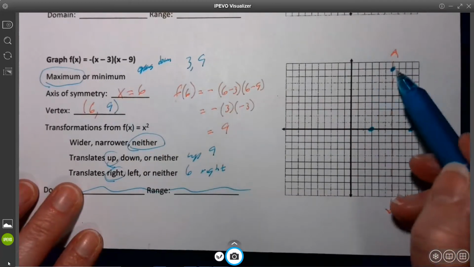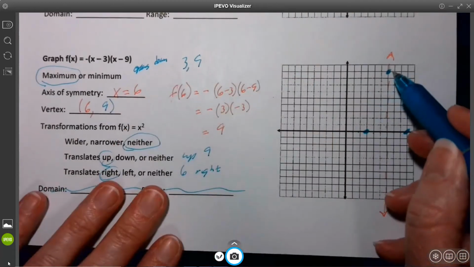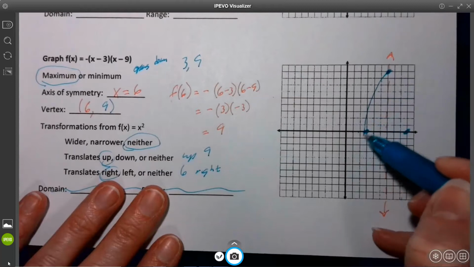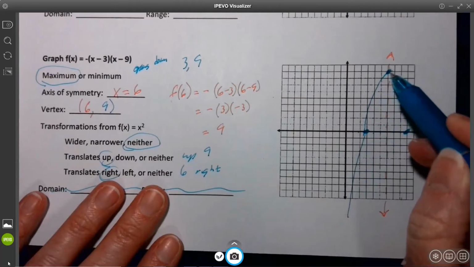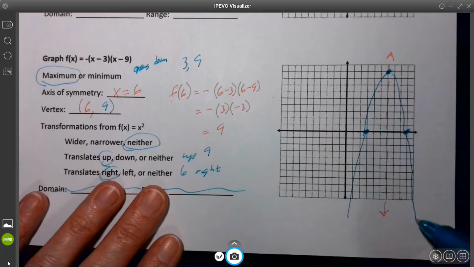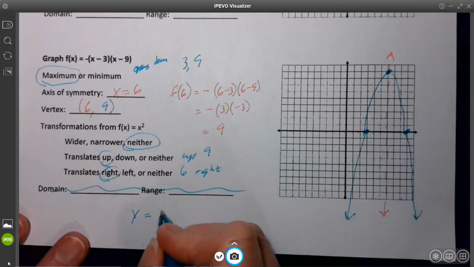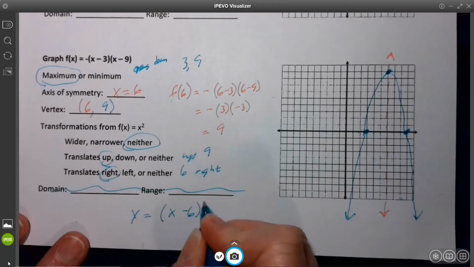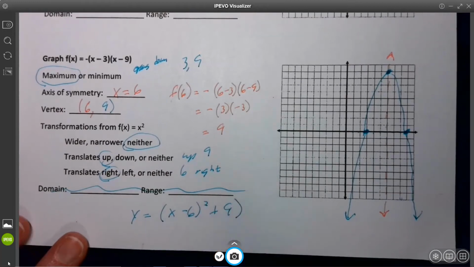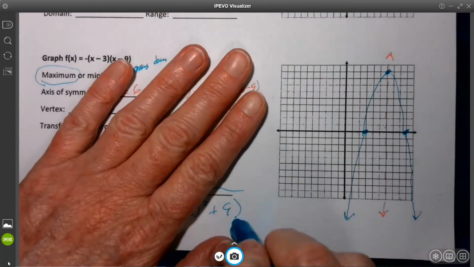So this is our graph. It's kind of narrow, it seems like, but it's not. Because A is 1, so it's just kind of normal. Vertex form would be y is equal to x minus 6 quantity squared plus 9. No parenthesis needed.